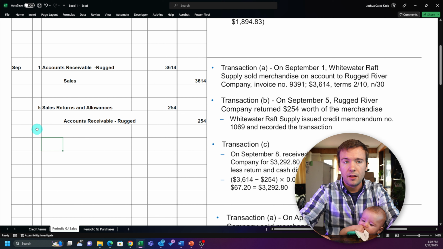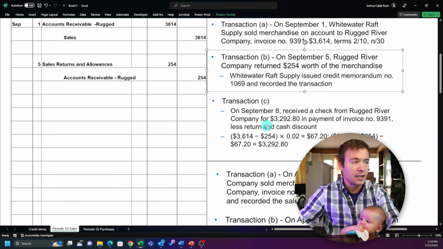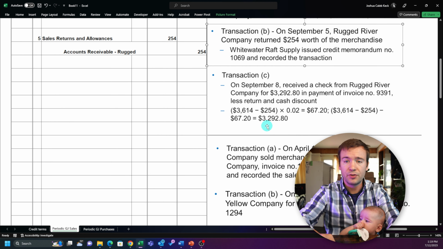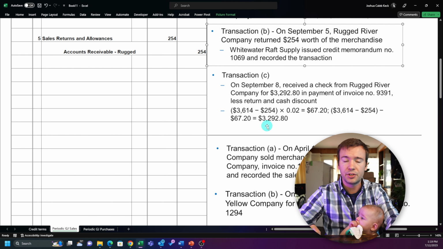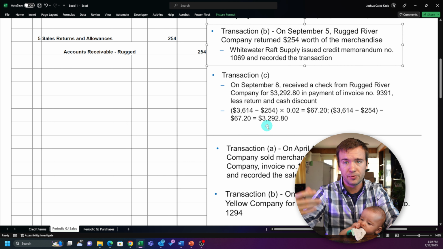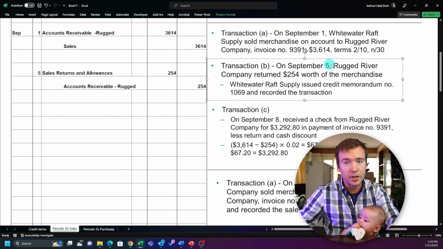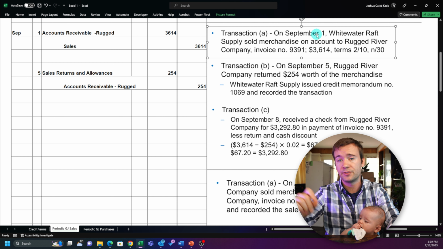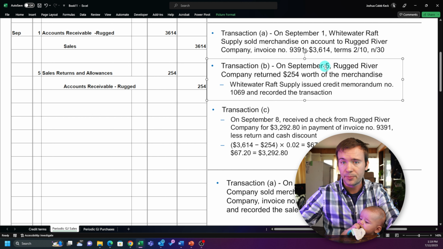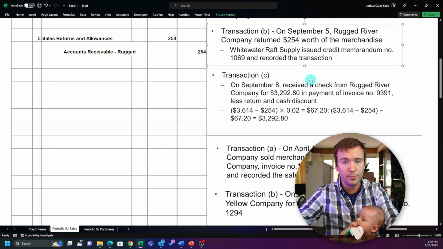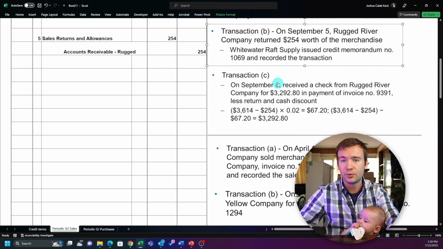All right. Now on transaction C here on September 8th, we received a check from Rugged River for $32.92.80 in payment of the invoice less the return and less the cash discount. And so they did pay on time. September 8th is before the 10 days were up. One thing to note here is that this September 5th does not reset the timeline, right? The timeline is still based on the original invoice date of September 1st. Just because they returned something on September 5th, that doesn't reset the timeline. So they still need to make the net amount payment by September 11th. And that's what they do on September 8th.